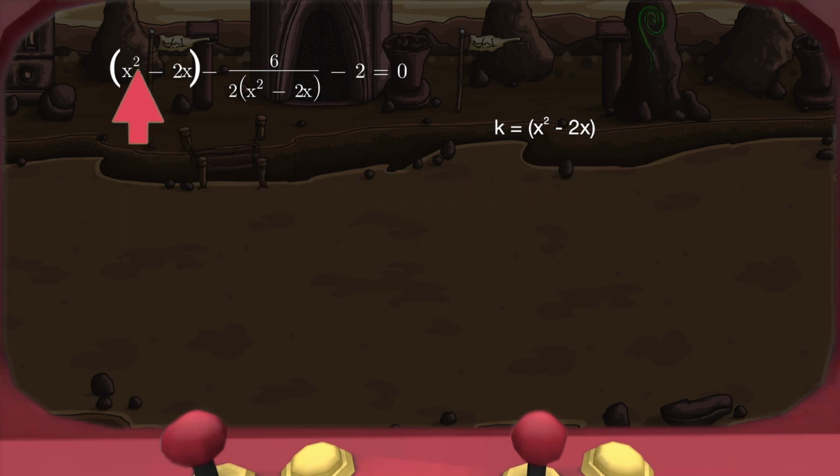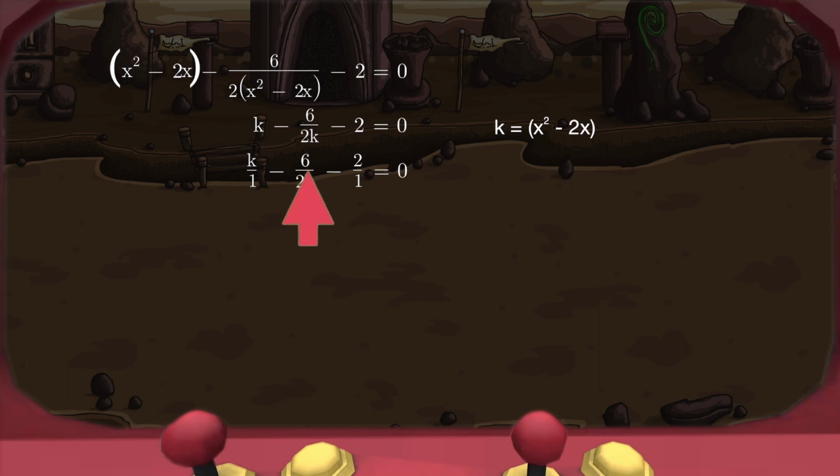So now in the place of x squared minus 2x, we're going to put k, there it is, minus 6 over 2k, and minus 2 equals 0. Now we have a way easier equation that contains fractions. So what do we do? Make all our terms into fractions. So we're going to have k over 1 minus 6 over 2k minus 2 over 1 equals 0. And then we are going to find the lowest common divisor. And the lowest common divisor between 1, 2k and 1 is 2k, and then we simply do the following.